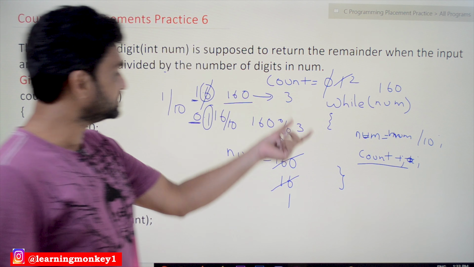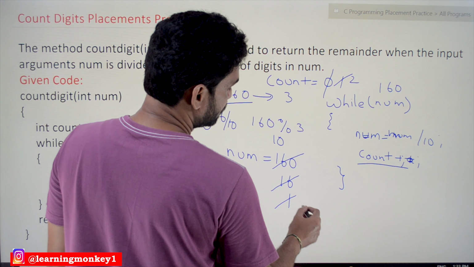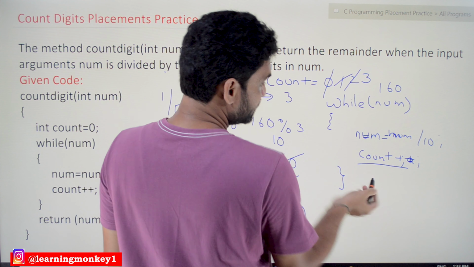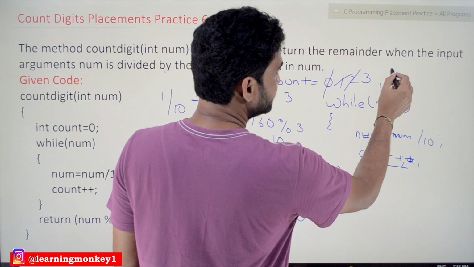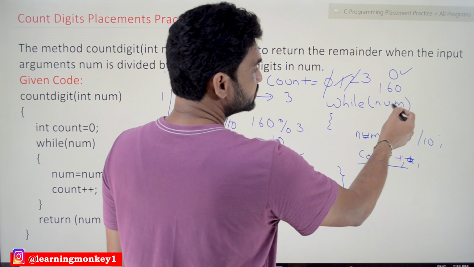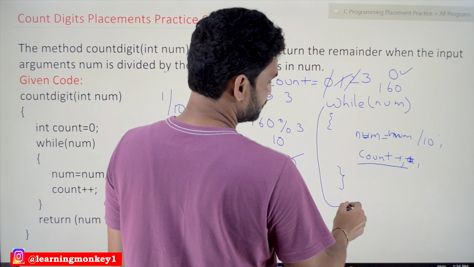So num is now stored with 0, and again the count will get incremented. It is going to be 3. So now at the while loop, num is going to be 0. Whenever num is equal to 0, we are going to come out of this loop.